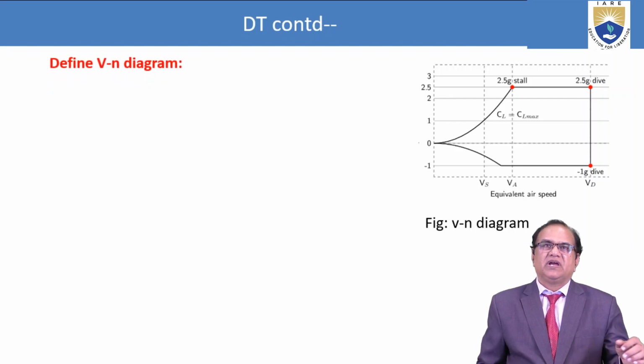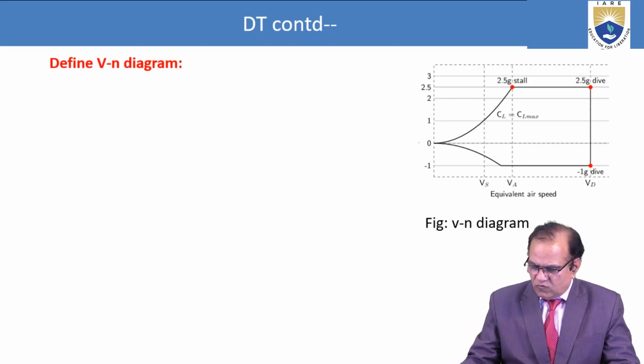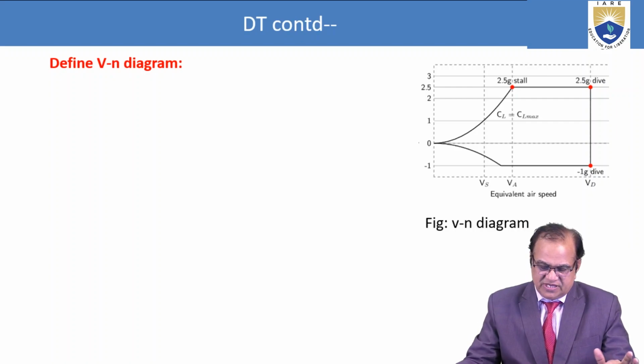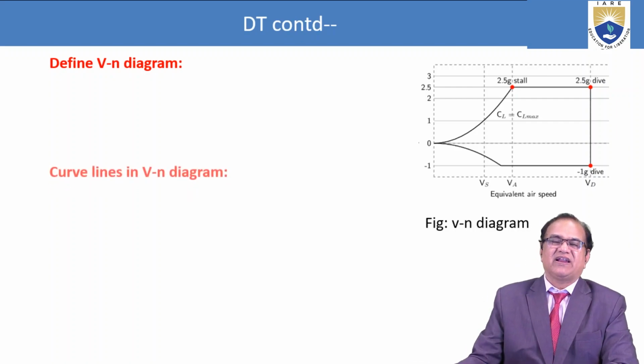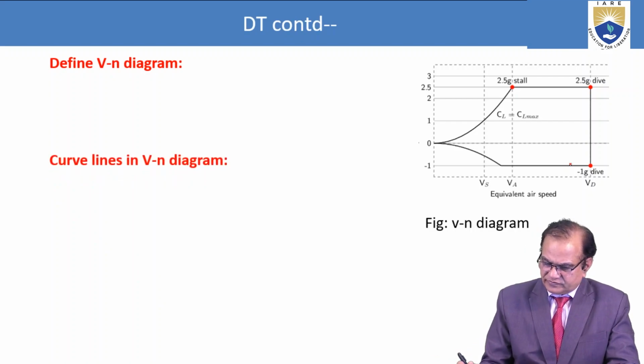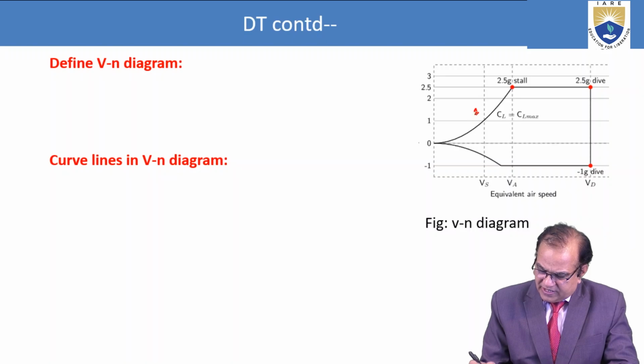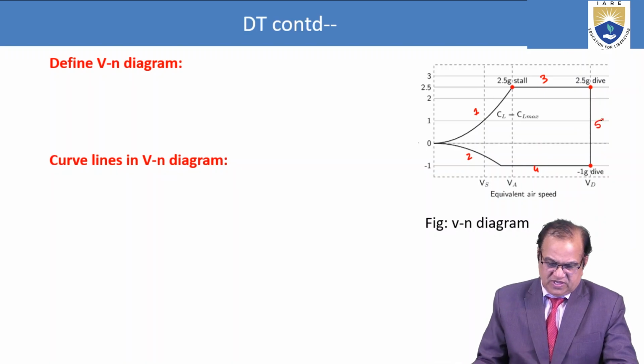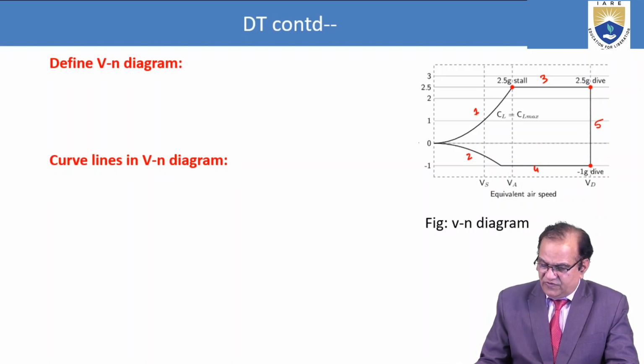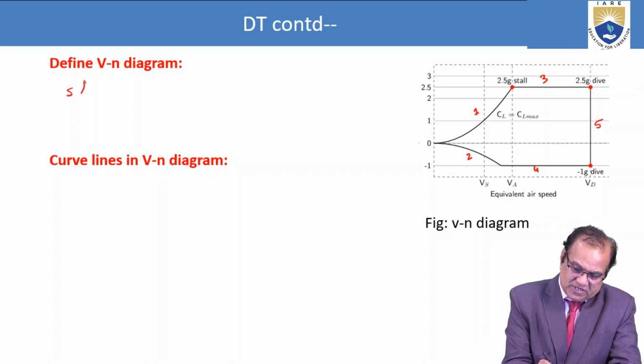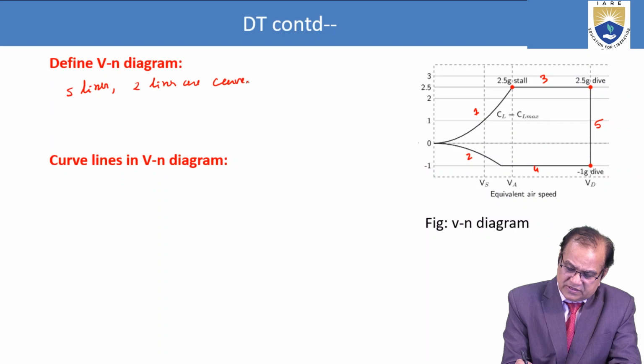Here we will define the VN diagram. Whatever I have discussed just now, we will now discuss in the VN diagram. Here, this is point 1, this is 2, this is 3, this is 4, and this is 5. So in this VN diagram, we have 5 lines. 2 lines are curved and 3 lines are straight.